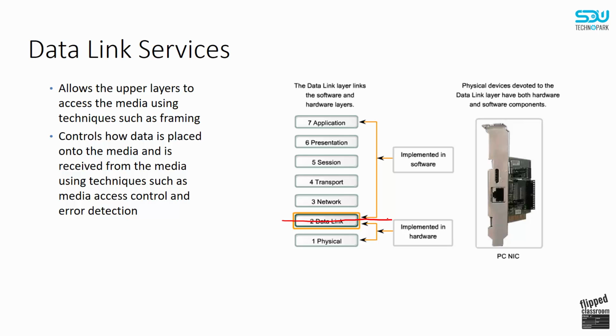The functionalities of the data link layer allow the upper layers to access the media using techniques such as framing, and control how data is placed onto the media and is received from the media using techniques such as media access control and error detection. And as you see here, the PC NIC is an element of the layer 2 device. Actually, this is a data link layer device, the network interface card.